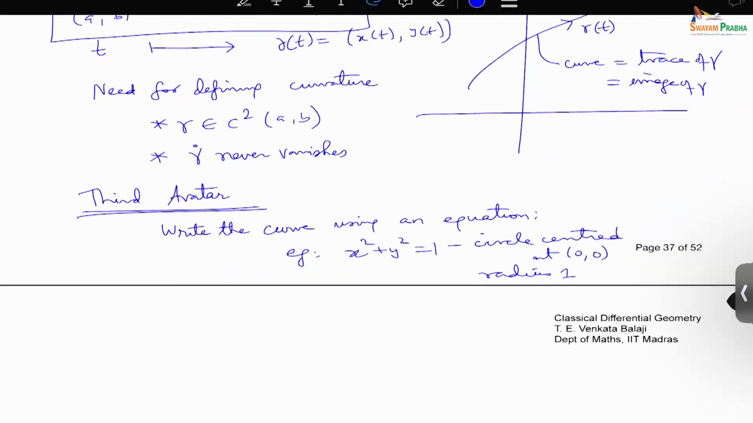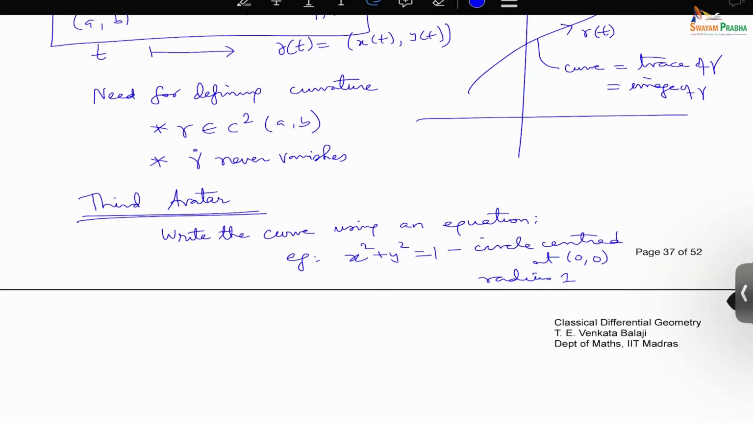So here what is happening? Here something else is happening. What is happening is that you are taking a function of two variables and you are taking what is called the level curve. Okay, there is another way of getting a curve.